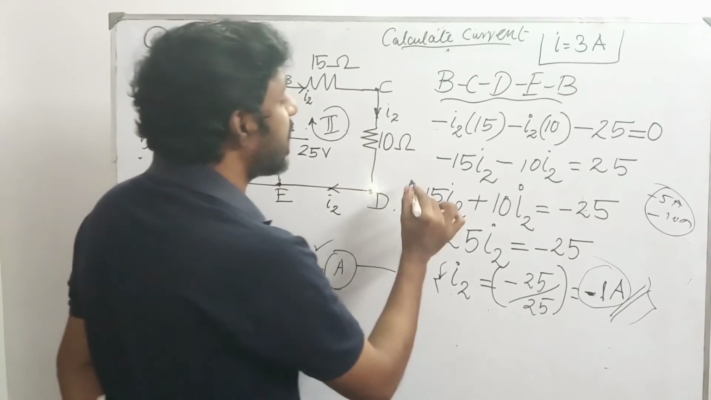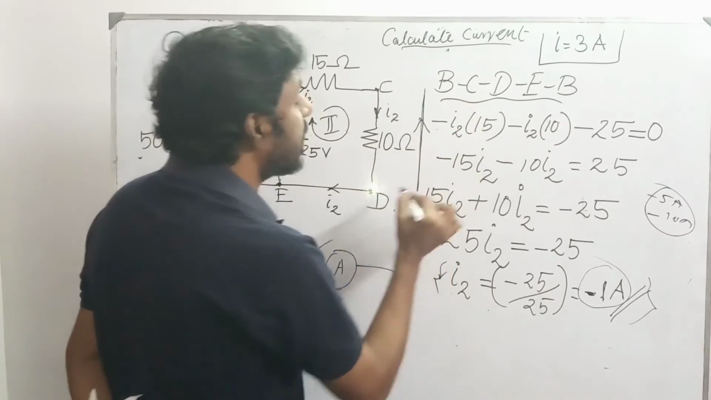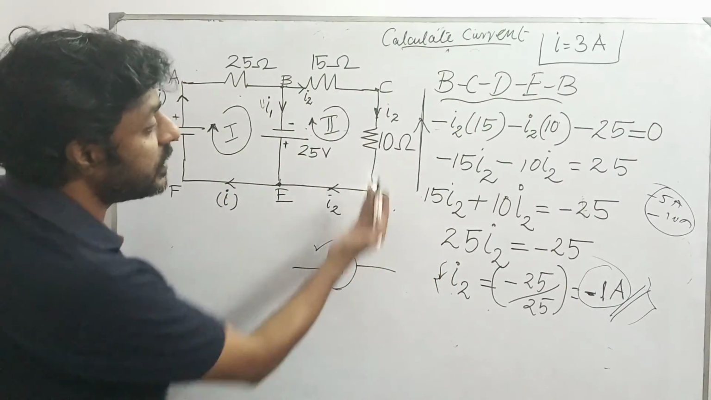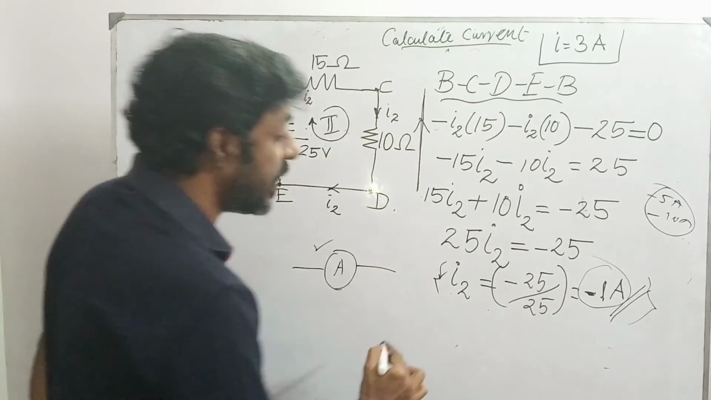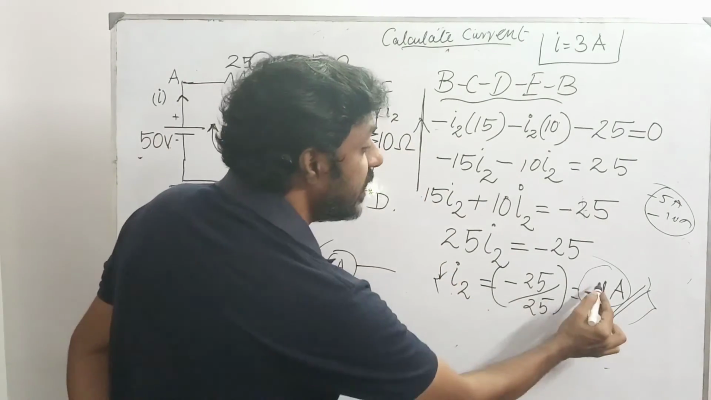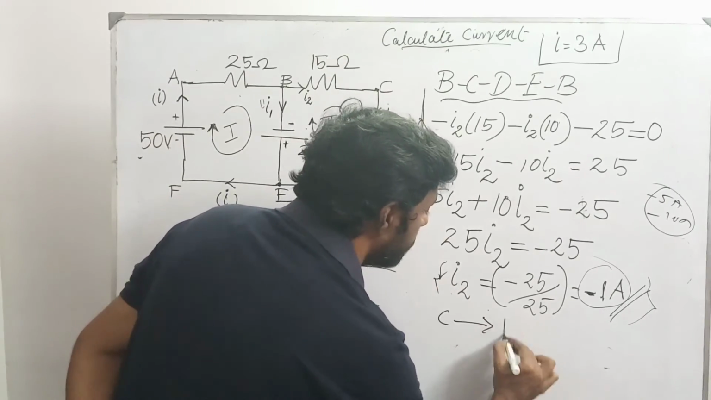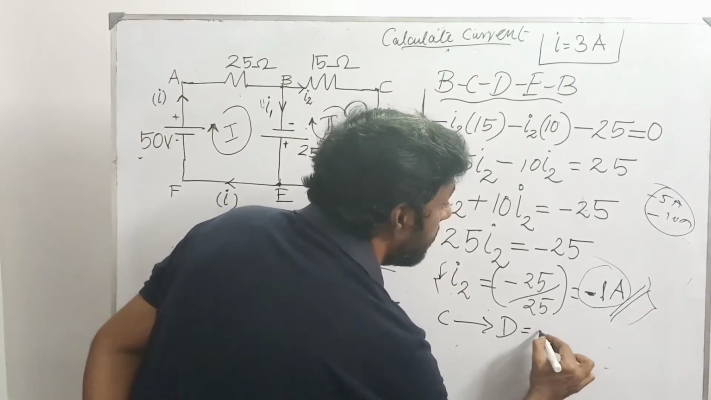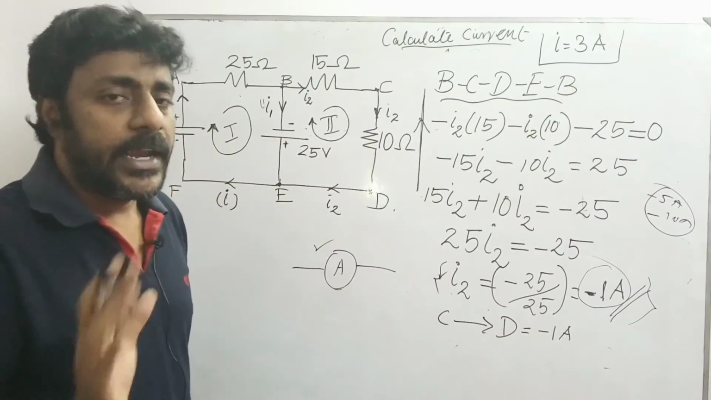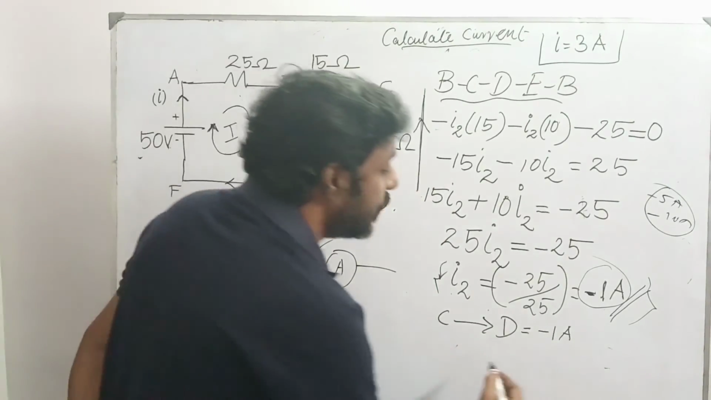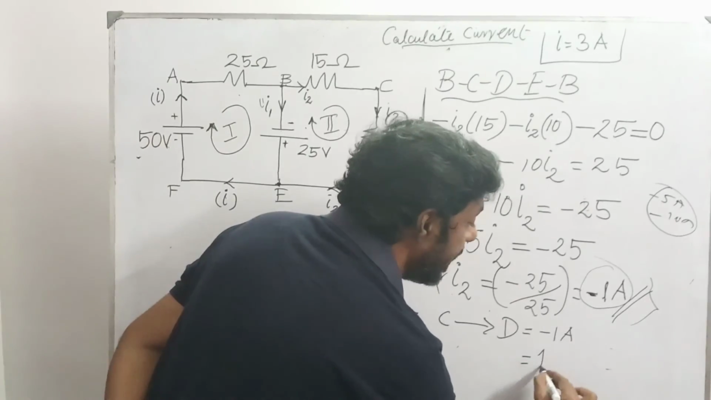For example, if the current happens to flow in the opposite direction from D to C, then the value of the current will be 1 ampere. See, this I2 is minus 1 ampere, which means the current direction is from C to D. Current does not have a negative value. So we need to take a positive value. So our answer is correct. We need to have 1 ampere.